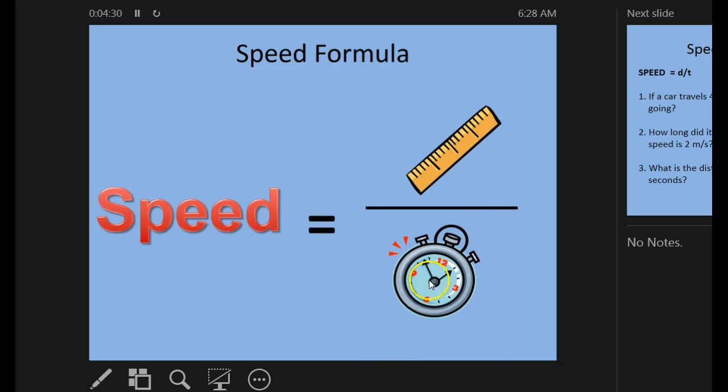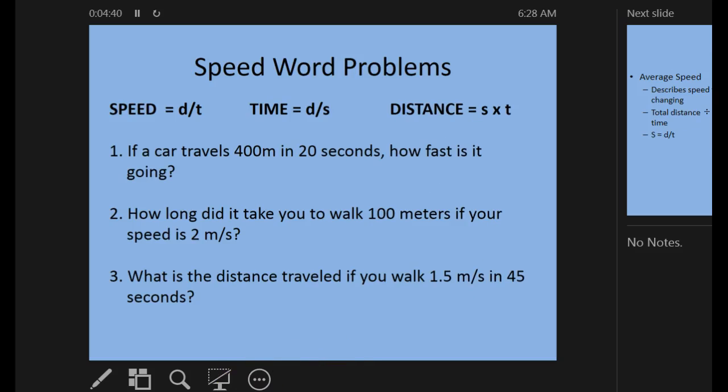Now we can rearrange this equation. If you think about algebra, we could solve for the distance, we could solve for the time. So let's look at that on the next slide. All right, make sure all three of these are in your notes. So speed equals distance divided by time, but we could also solve for time. Time equals distance divided by speed. Or we could solve for distance equals speed times time. All right, so those are the three equations we need in this section.